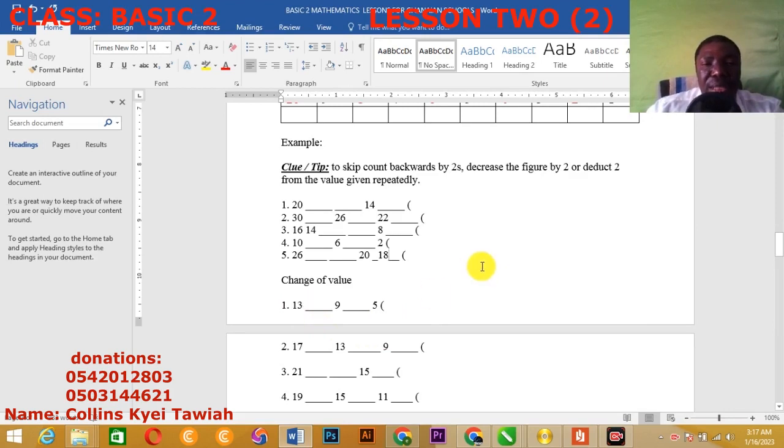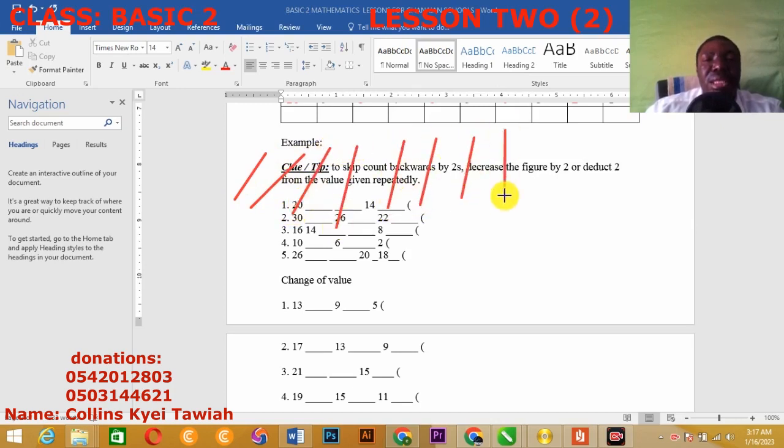So 13. Let's decrease 13 by what? 2. So let's count 13: 1, 2, 3, 4, 5, 6, 7, 8, 9, 10, 11, 12, 13. Decrease it by 2. So let's cancel 2 out of it. What do we have? 1, 2, 3, 4, 5, 6, 7, 8, 9, 10, 11. So here, our answer will be what? 11. Are we clear?